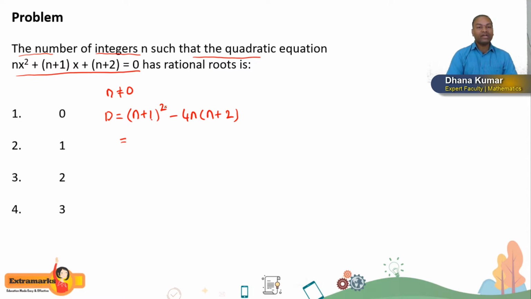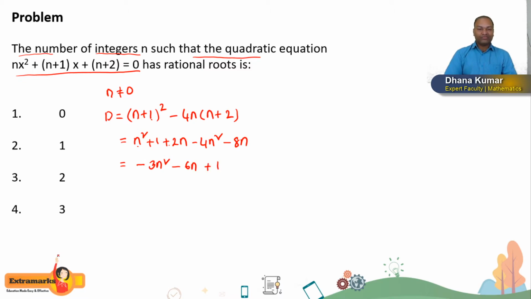It is in the form of a plus b whole square. A plus b whole square formula expansion you see, n square plus 1 plus 2n. Here minus 4n into n, minus 4n square. Minus 4n into 2, minus 8n. Okay. So that is equal to simplification, n square minus 4n square, answer is minus 3n square, plus 2n minus 8n. Answer is minus 6n plus 1.